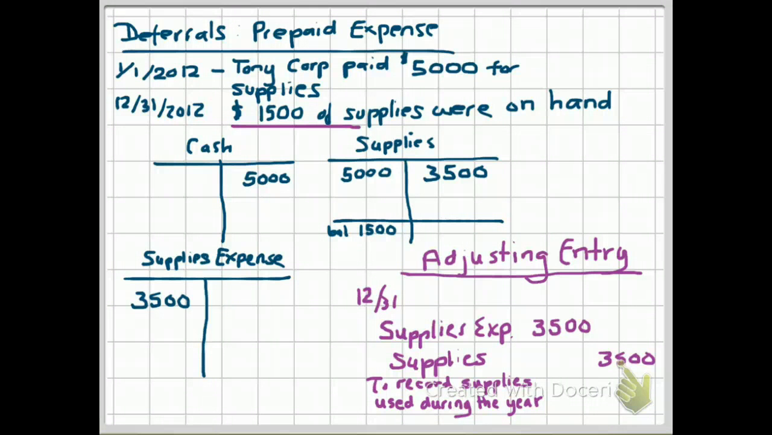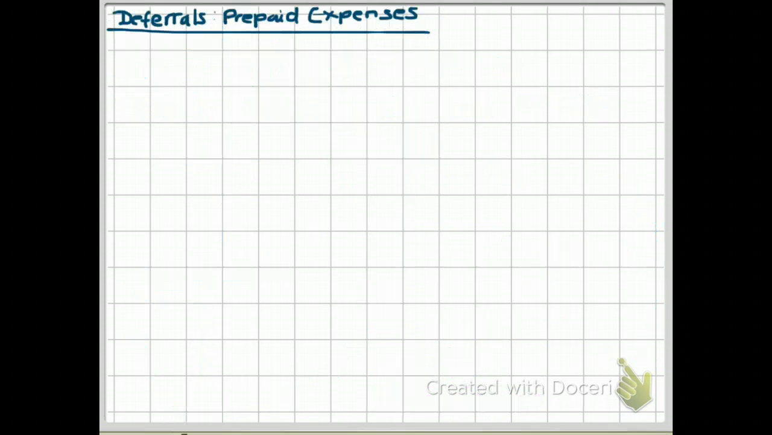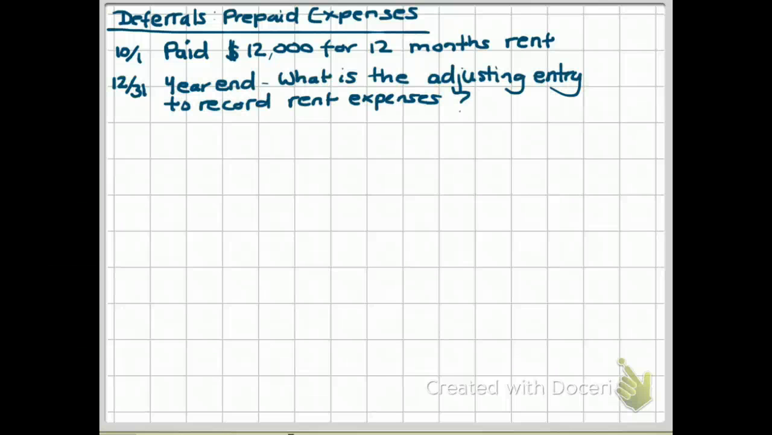Once all the adjusting entries are recorded in the journal, you will post them to the ledger. Remember, posting simply means copying the information from the journal to the ledger. Let's do another example for prepaid expenses. On October 1st of the current year, we paid $12,000 for 12 months' rent. On 12/31, it is your year end. The question is, what is the adjusting entry to record rent expenses?